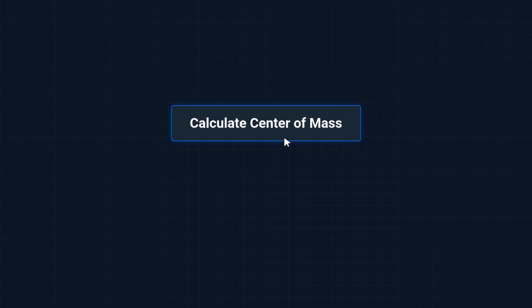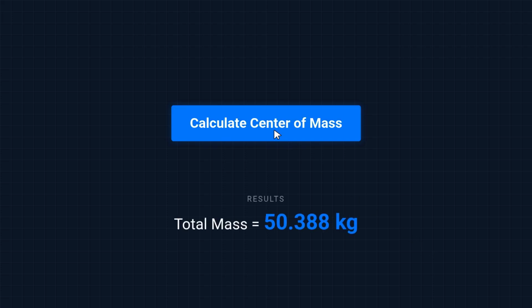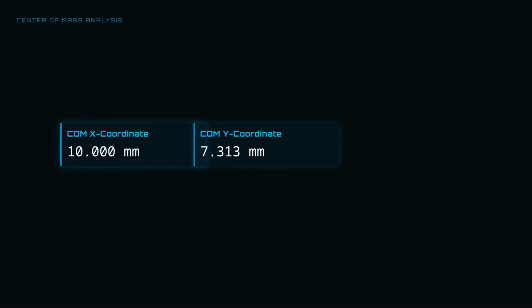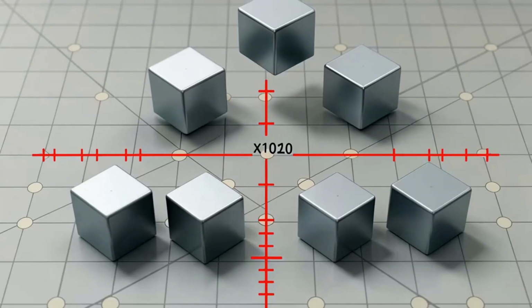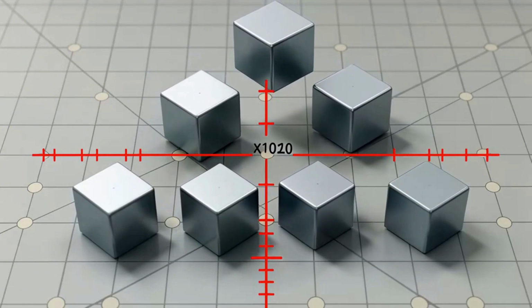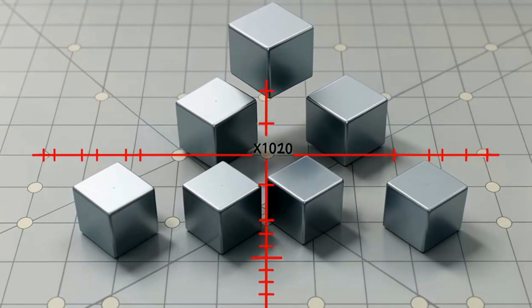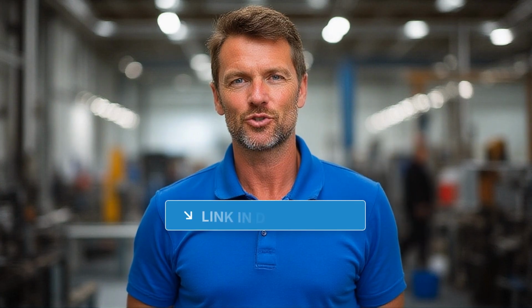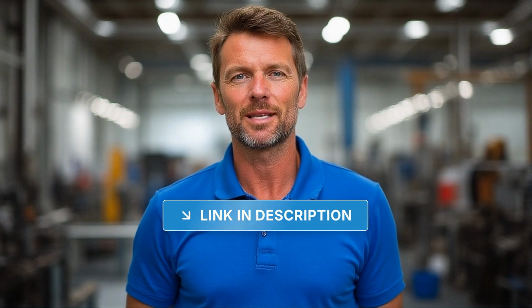After clicking Calculate Center of Mass, the results show total mass equals 80,000 kilograms, which correctly sums all 8 10-kilogram components. The COM-X coordinate equals 10,000 millimeters, COM-Y coordinate equals 10,000 millimeters, and COM-Z coordinate equals 10,000 millimeters. Since all components share the same position, the center of mass logically remains at that exact location. This calculator streamlines complex multi-component assembly analysis.